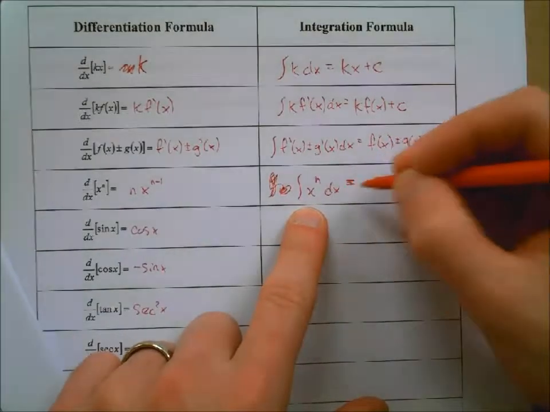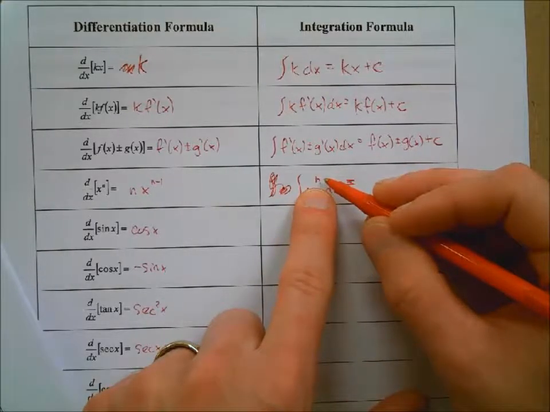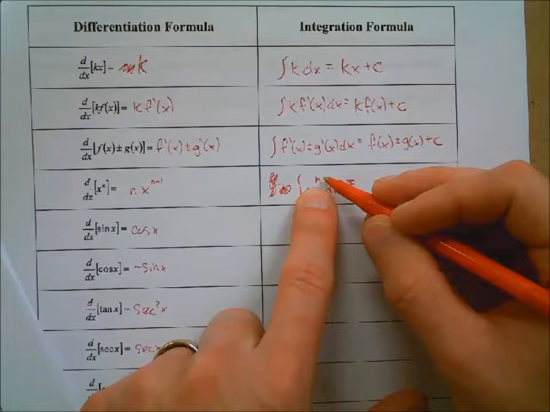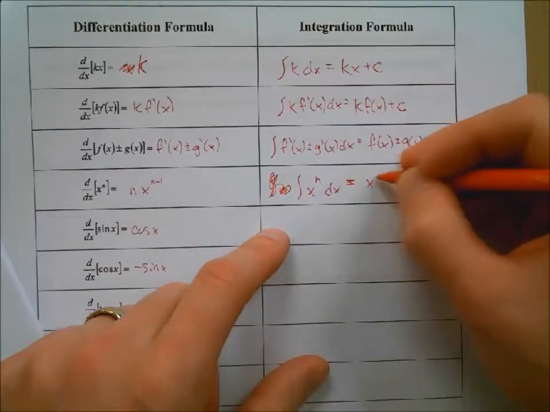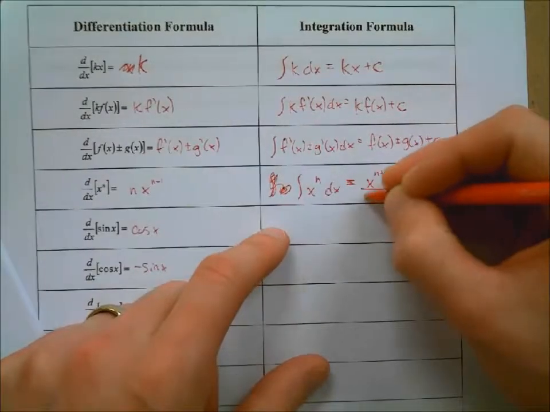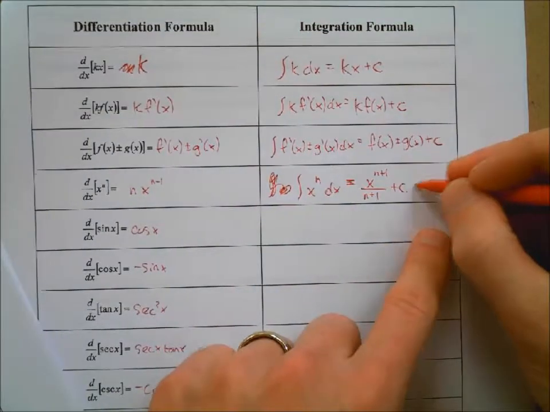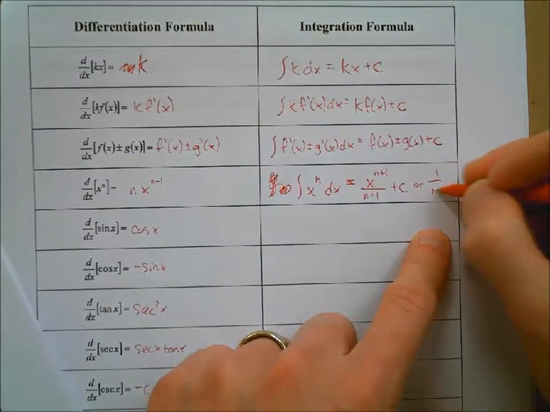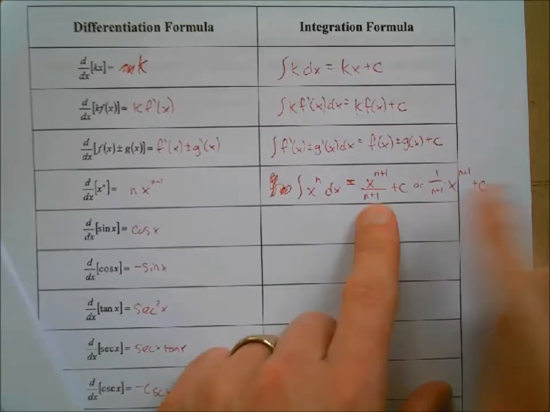Okay, when we integrate x to the n, what happens to n? When we take the integral, what do we do? I heard -1, I heard +1. +1. We're going to add 1 to our power. So x to the n plus 1 over n plus 1 plus c. Or if you like, 1 over n plus 1 times x to the n plus 1 plus c. Either one of those is acceptable.